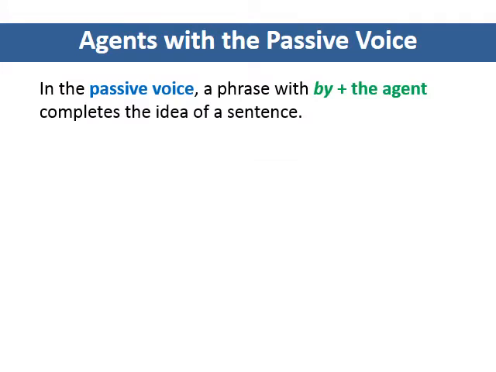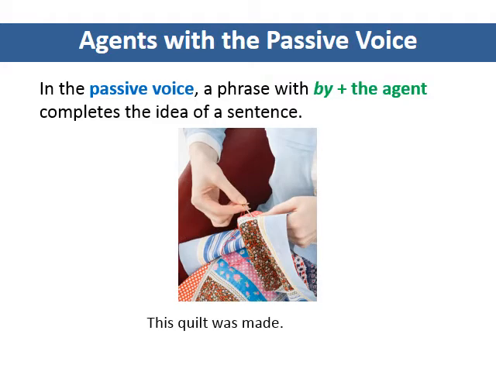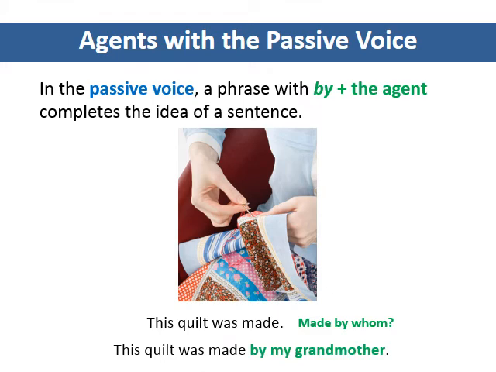In the passive voice, a phrase with by plus the agent completes the idea of a sentence. Read this example. In this sentence, the idea is not finished. Anyone might make a quilt, so the agent is not obvious. In this case, we need to include the agent in a by phrase so the meaning is complete.